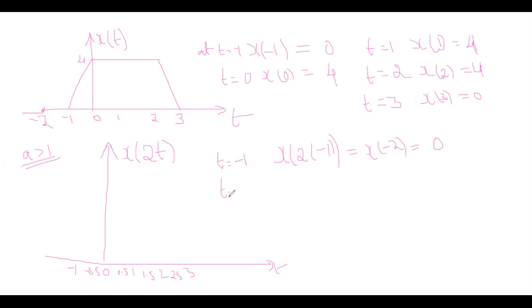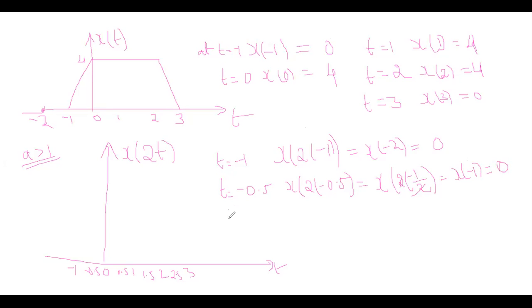At t is equal to -0.5, I'm taking x of 2 into -0.5. What is the value of 2 into -0.5? 0.5 means 1/2, so it is x of 2 times minus 1/2. The 2 gets cancelled, and it becomes x of -1. What is the x of -1 value here? X of -1 is a 0 in the given signal.